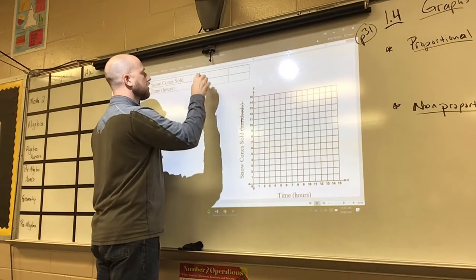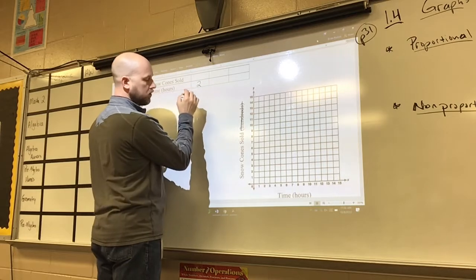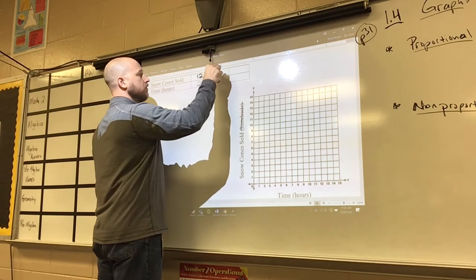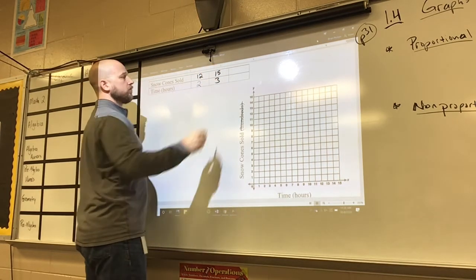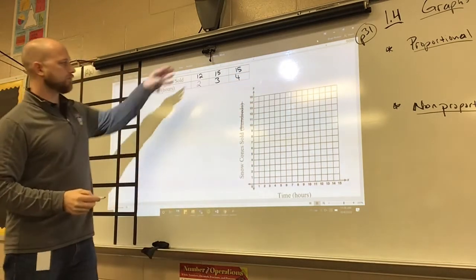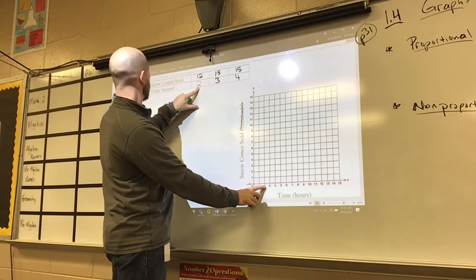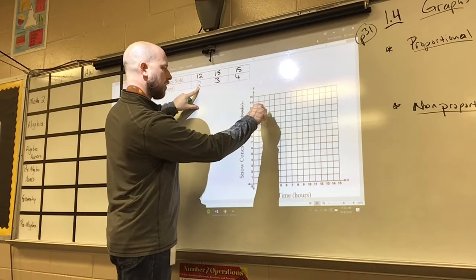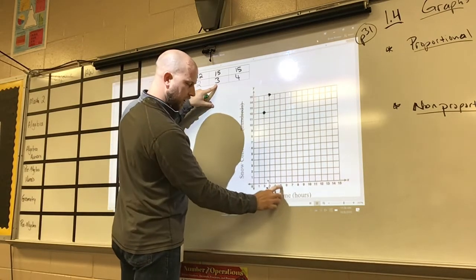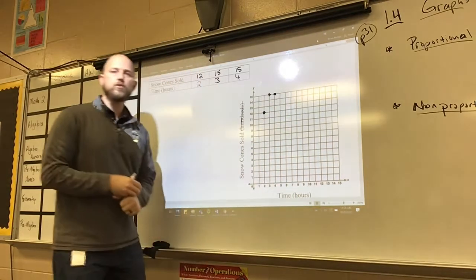After 2 hours, we sold 12 snow cones. After 3 hours, we only sold 15, and 4 hours, still 15, okay? So we kind of hit a plateau there. So after 2 hours, you go to 2, and you go up to 12. 12 sold. 3 hours, 15 sold. 4 hours, 15 sold, okay? So now what we're gonna do is we're going to connect these.